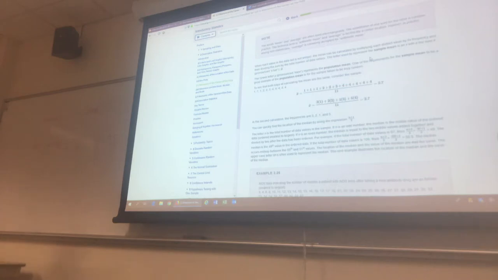But what's going to happen to your mean when you have outliers? Say you have one score that's ridiculously high. What's that going to do to your mean? Bump it up. You've got one score that was so low. What's that going to do to your mean? Bump it down. Welcome to the world of testing.